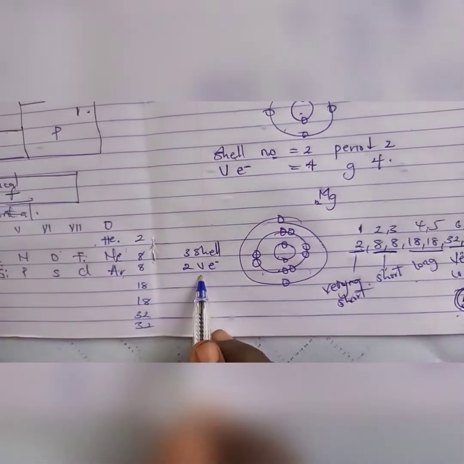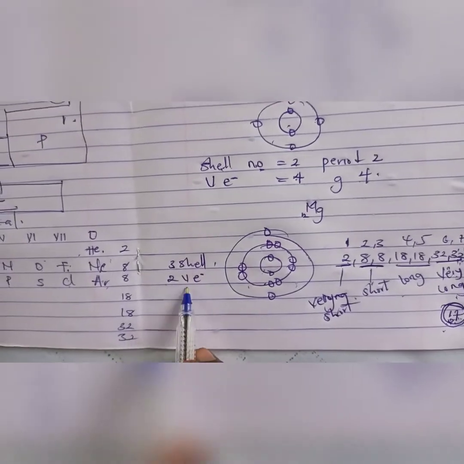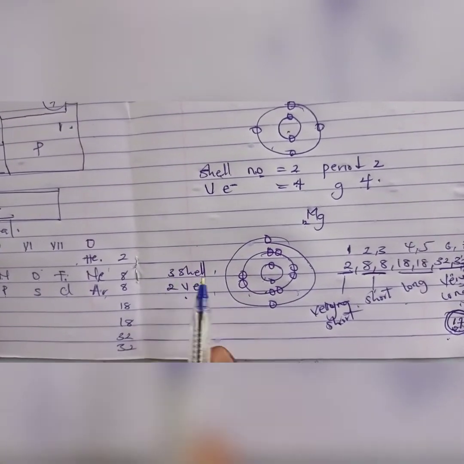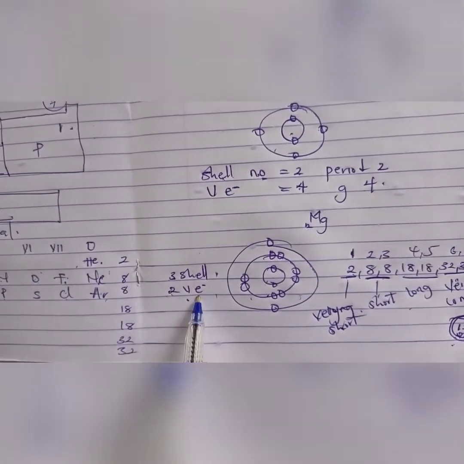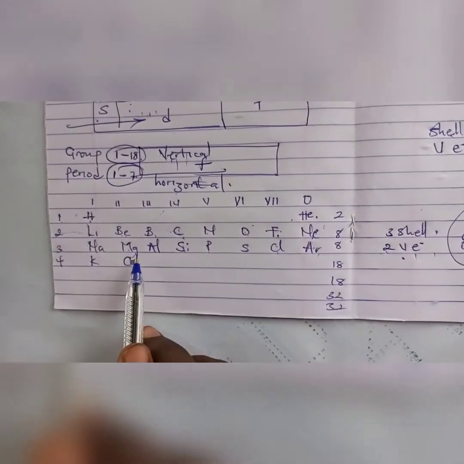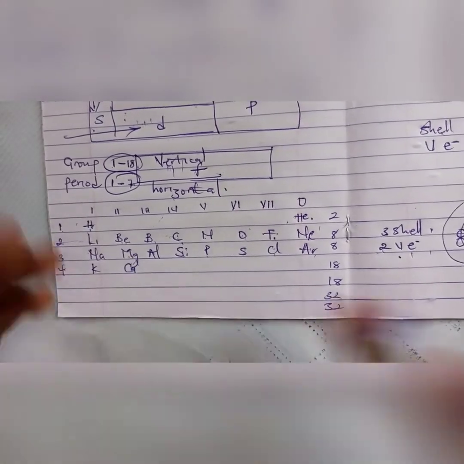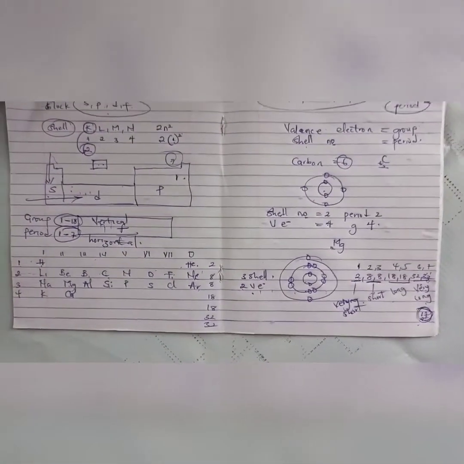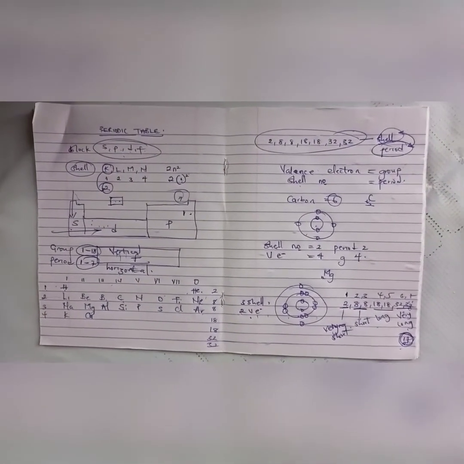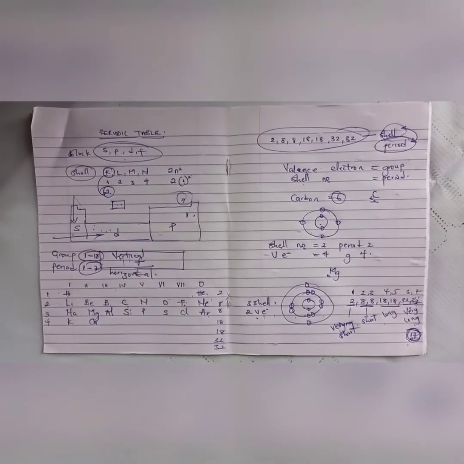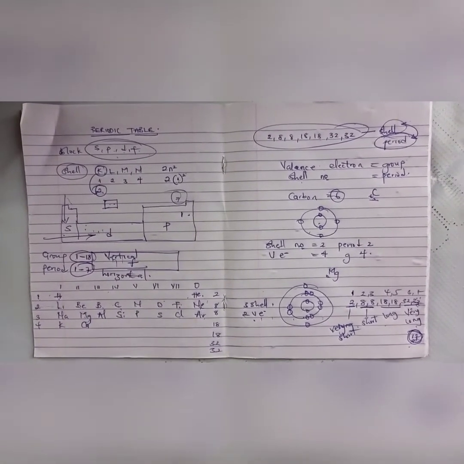So if you look at this closely, 3 shells and two valence electrons means it is in period 3 and in group 2. So let's come to this side. Magnesium is in period 3 and in group 2. So I want you to try this for the first 20 elements. Just try it and see if it will work for all. But I have already done that. It will work for all.